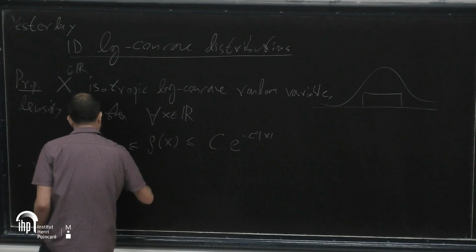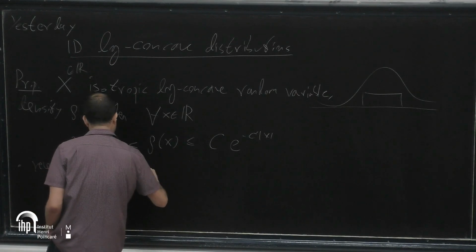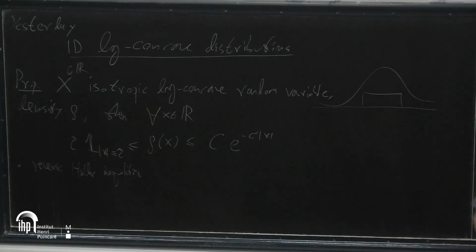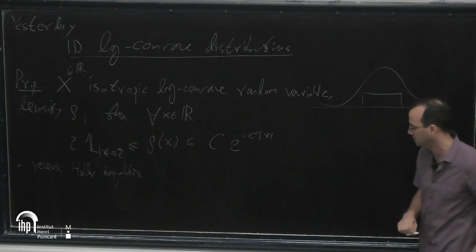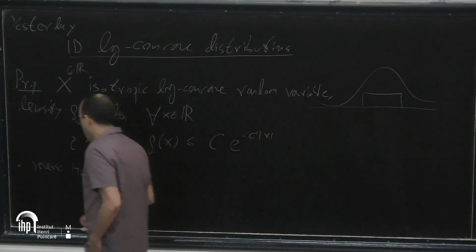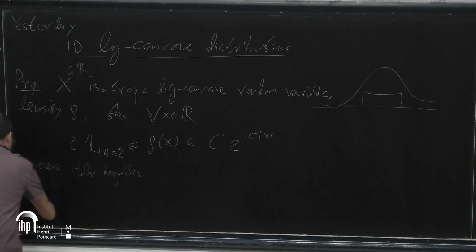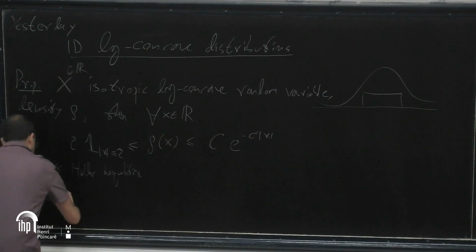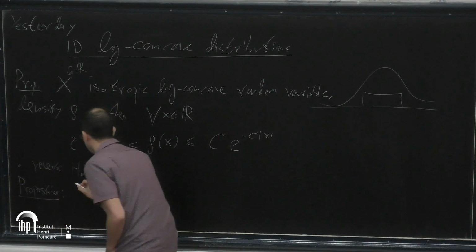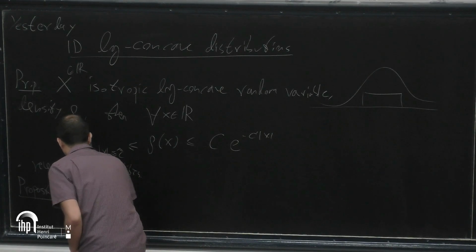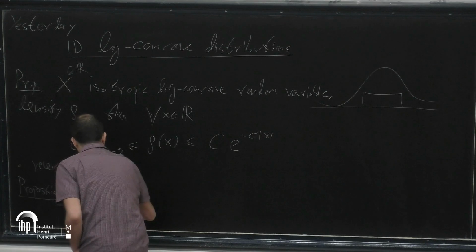Now, I did not have time yesterday to discuss isoperimetry in the one-dimensional case. Everything is pretty much understood except for the exact constants. If you want it up to a constant, everything is pretty much understood. And for example, we have the following proposition. So I will just state it now. Same assumptions: x isotropic log-concave in 1D.